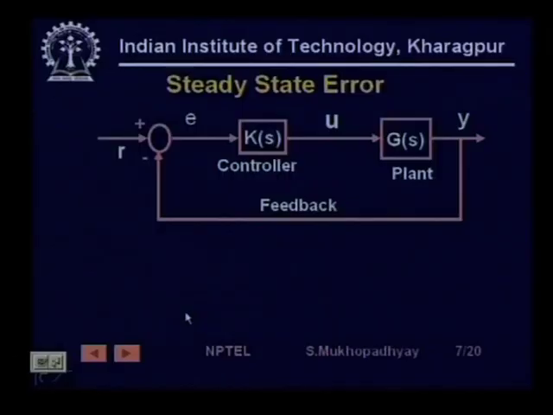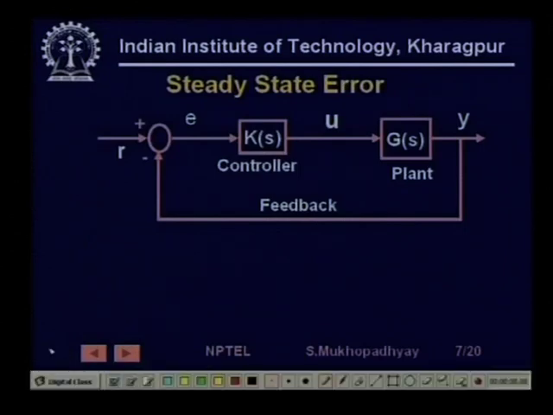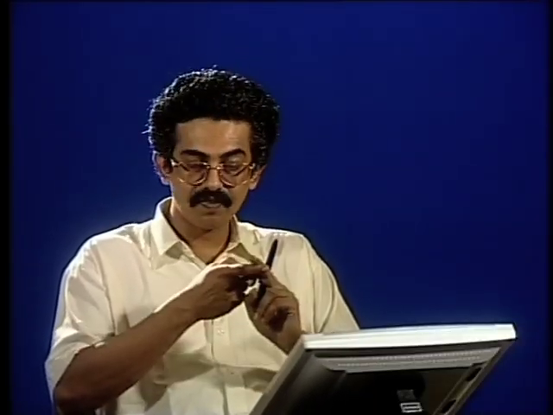Having seen that, now we have to take care of these and design a controller appropriately. Now, let us look at performance. What is the first requirement of performance? Performance can be divided into two types in control. One is called steady state performance, another is called transient performance.